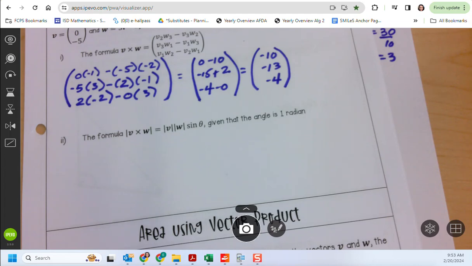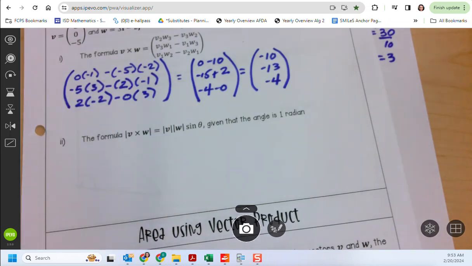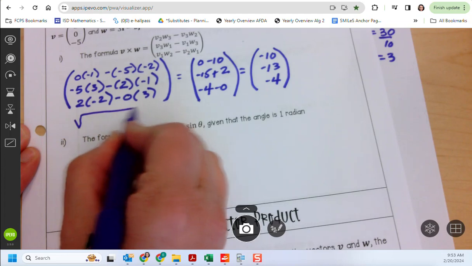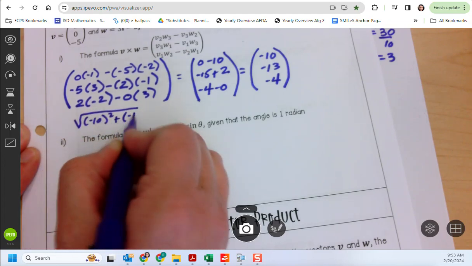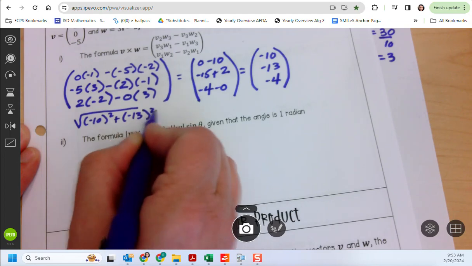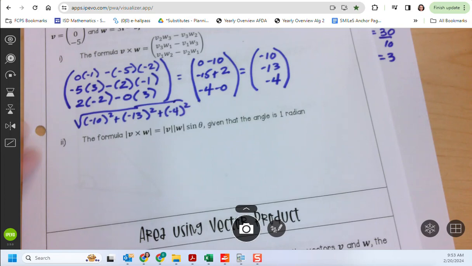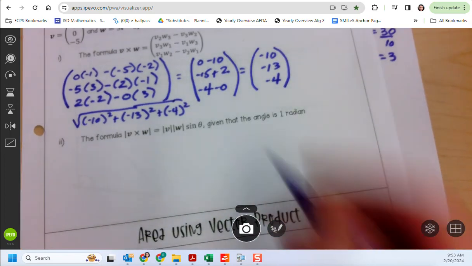Okay. All right, and then I have to still find the magnitude. So the magnitude is going to be that formula that's very much like the distance formula. It's going to be the square root of -10 squared plus -13 squared plus -4 squared. And I get the square root of 285.